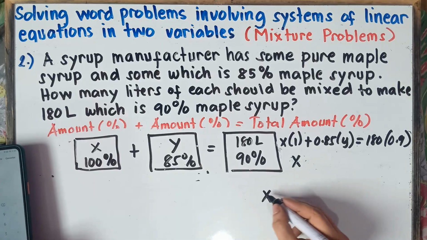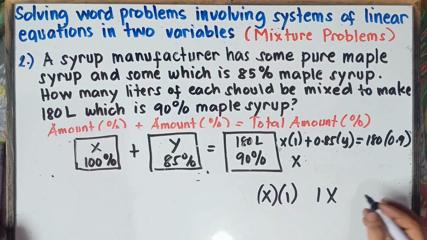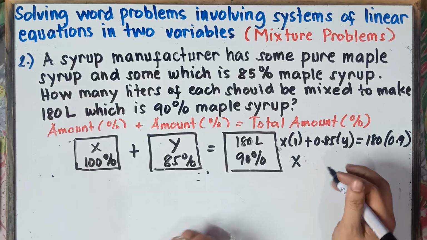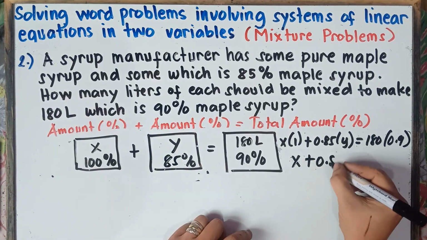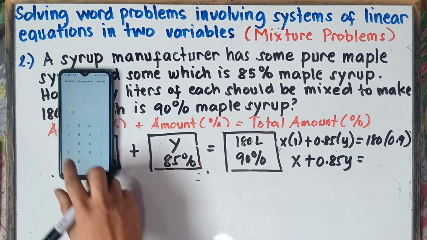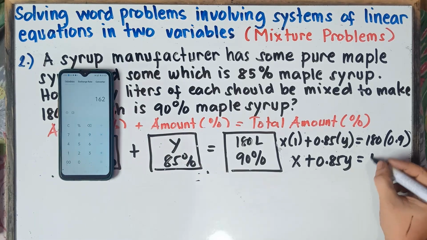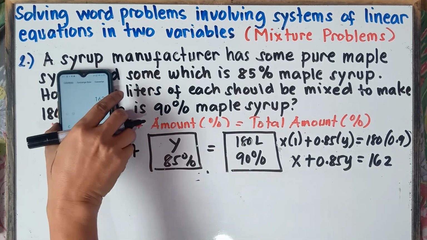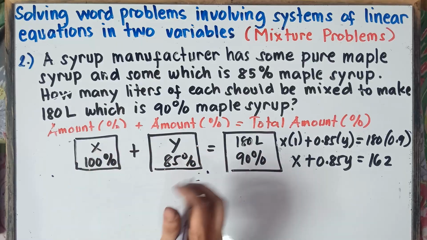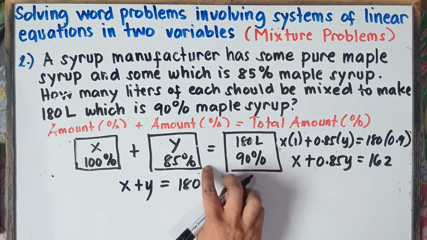Once again, class, x times 1 is equal to 1x, which is the same as x. Understood that there's a 1 here. And then 0.85 times y, that would be 0.85y equals 180 times 0.9. So 180 times 0.9 would be 162. Once again, because we can never combine x and y, we can use this one: x plus y is equal to 180 liters.